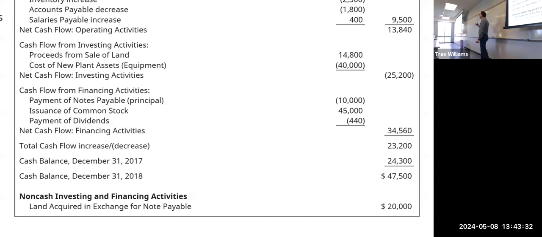And then any non-cash activities like buying land, using a note payable would be listed here. But notice that this $20,000 was not part of the calculations because there was no cash involved. So it's just listed there for reference for investors.